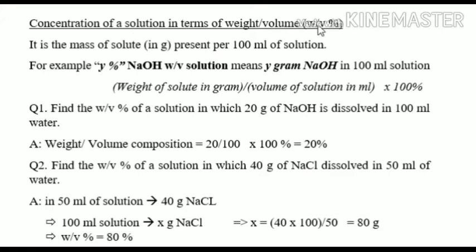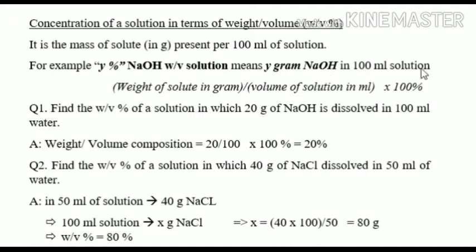If I take weight by volume, it is the mass of solute in gram present per 100 ml of solution. How many grams of solute are in 100 ml of solution, that is called weight by volume solution. So 100 ml is a volume unit. For example, Y% NaOH weight by volume solution means Y gram NaOH in 100 ml solution.